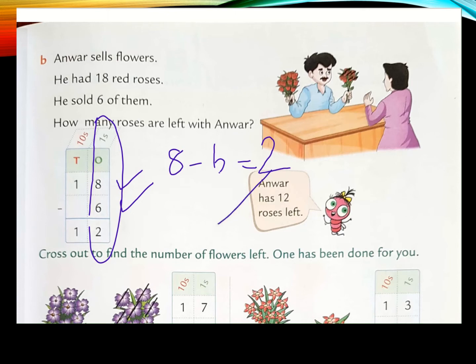So write 2 under ones. And then you have 1 here, 1 ten. There's no number here, so you just write number 1 over there. So he is left with 12 roses.